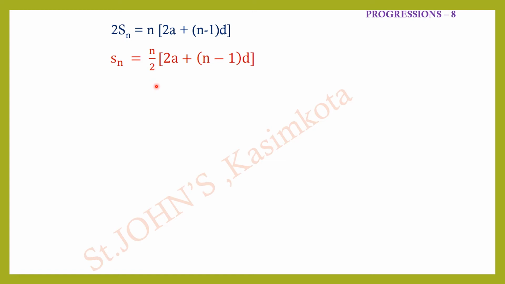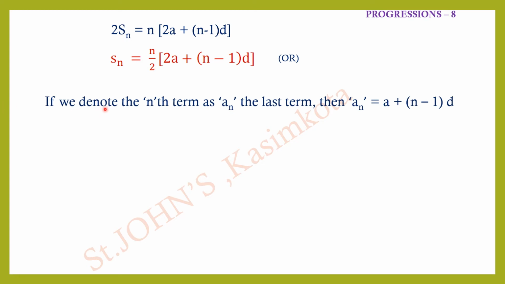A general form of arithmetic progression: an equals a plus n minus 1 into d. The sum of first n terms in arithmetic progression is Sn equals n by 2 into 2a plus n minus 1 into d. Are you clear? We denote the nth term as an. An equals a plus n minus 1 into d. Are you clear? Now Sn is equal to n by 2 into 2a plus n minus 1 into d.